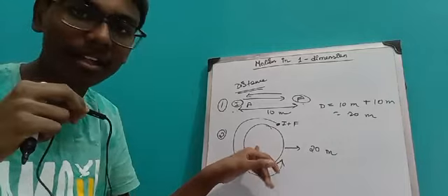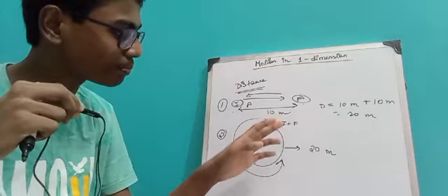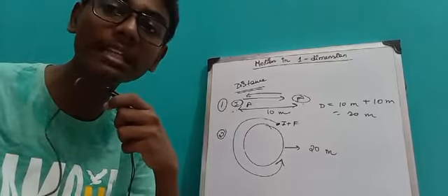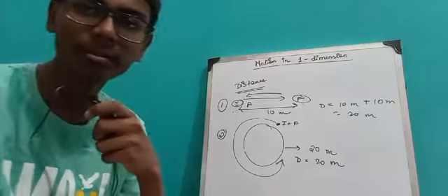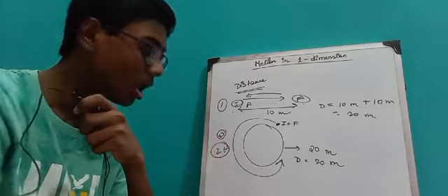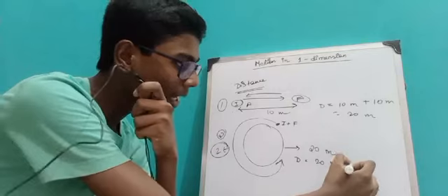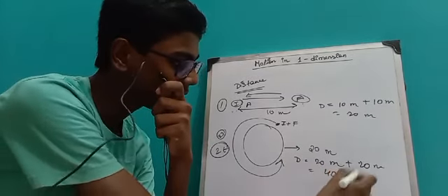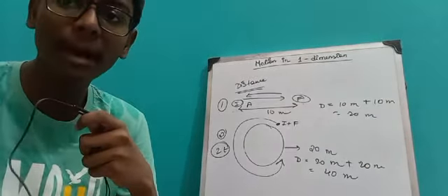Coming to the circular path. Now if the body is walking on the circular path once and making one complete circle, then the distance traveled will be 20 meter, right? Now in case the laps are two times, then what will the distance become? Twice. So 20 meter plus 20 meter, that is your 40 meter, right? So that is your distance, that is the total path covered.